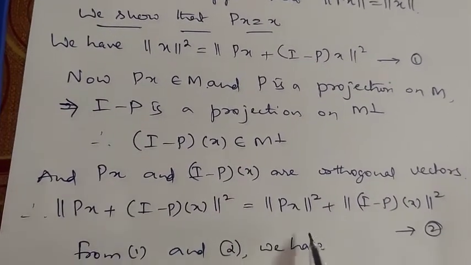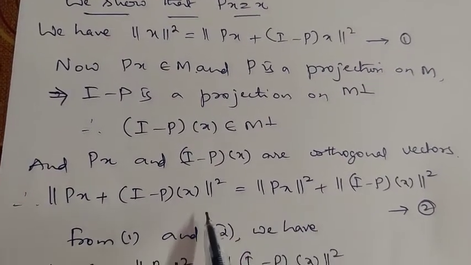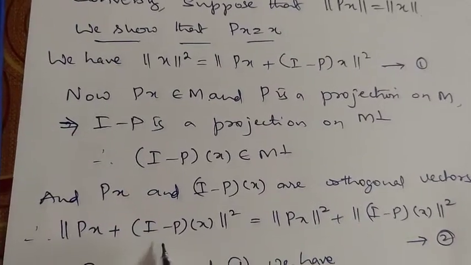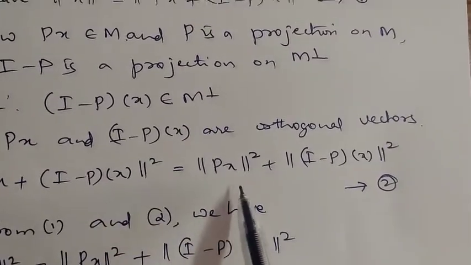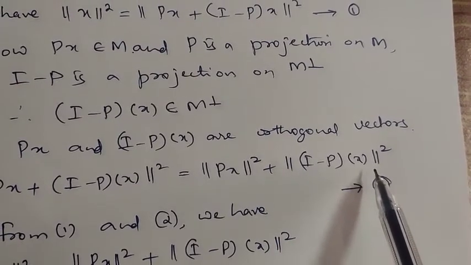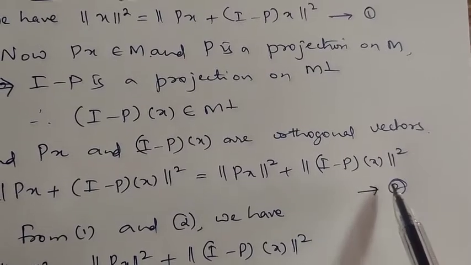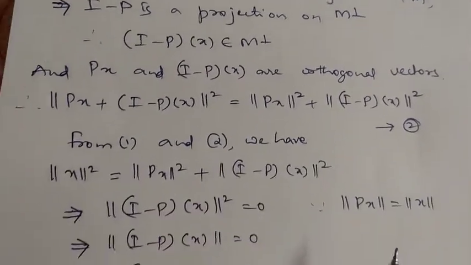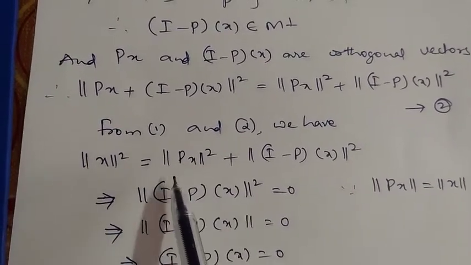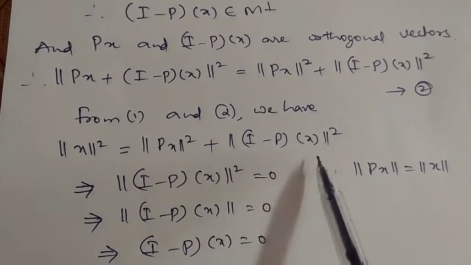Orthogonal vectors means I can use the parallel as perpendicular identity. So this is equal to norm of P of X plus I minus P of X whole square, which is equal to norm of P of X square plus norm of I minus P of X whole square, because norm of X plus Y whole square is norm of X square plus norm of Y square accordingly. So from 1 and 2 we can state that norm of X square is equal to norm of P of X square plus norm of I minus P of X whole square.